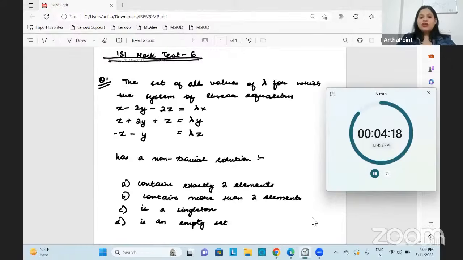As you can see, in the window, the time is ticking by. Go ahead and try to answer this question, and then I will tell you the answer. So you have to tell what are the set of all values of lambda for which you will have a non-trivial solution. Please solve it.